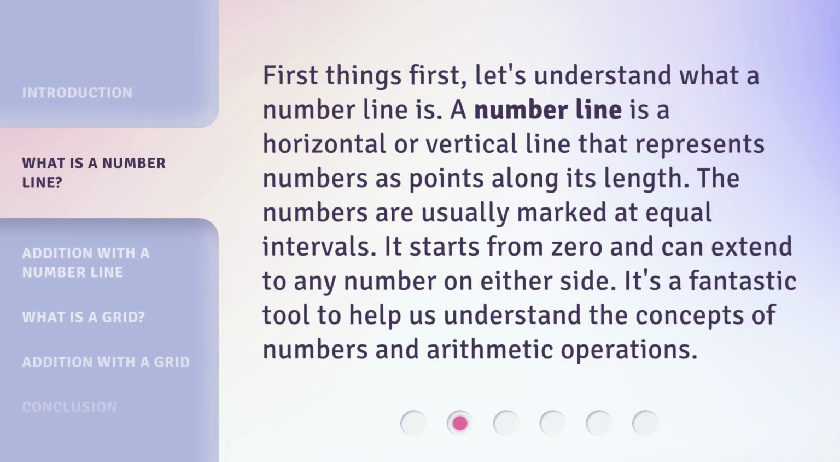First things first, let's understand what a number line is. A number line is a horizontal or vertical line that represents numbers as points along its length. The numbers are usually marked at equal intervals. It starts from 0 and can extend to any number on either side. It's a fantastic tool to help us understand the concepts of numbers and arithmetic operations.